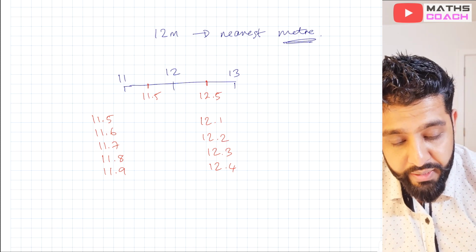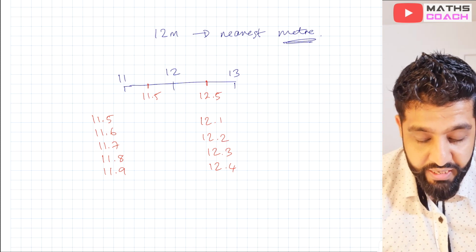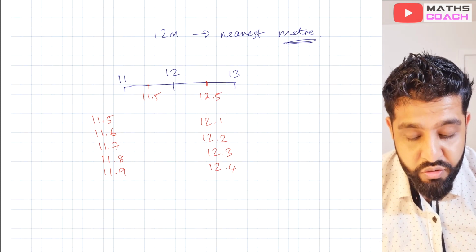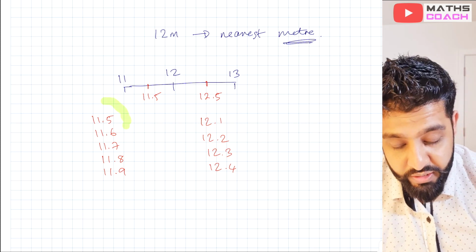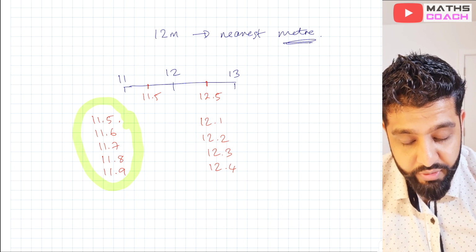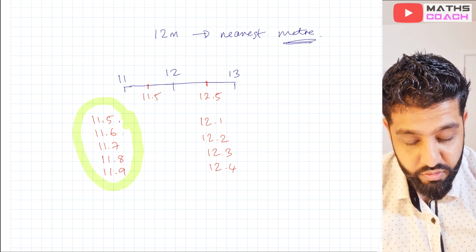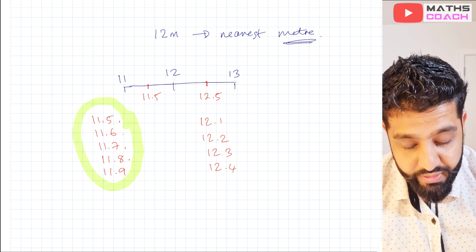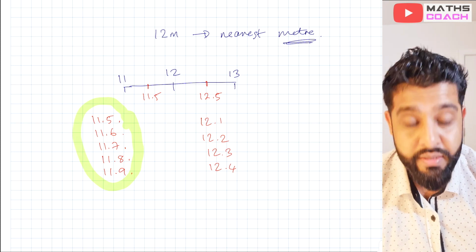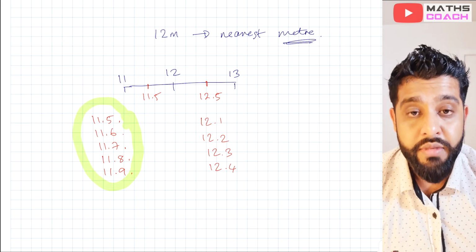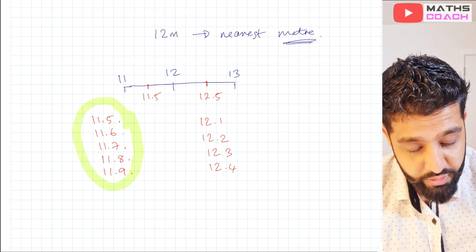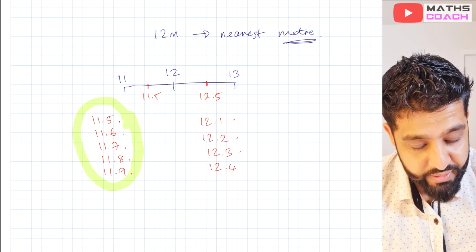If we now go back to all of these values on the left hand side, the 11.5, 11.6, and so on, and I asked you to round these values to the nearest meter, you will round every single one of these: 11.5 to 12, 11.6 to 12, 11.7 to 12, 11.8 to 12, and 11.9 to 12, because the value after the decimal place is 5 or more, and therefore we round up. On the other side, we have 12.1, 12.2, 12.3, and 12.4.